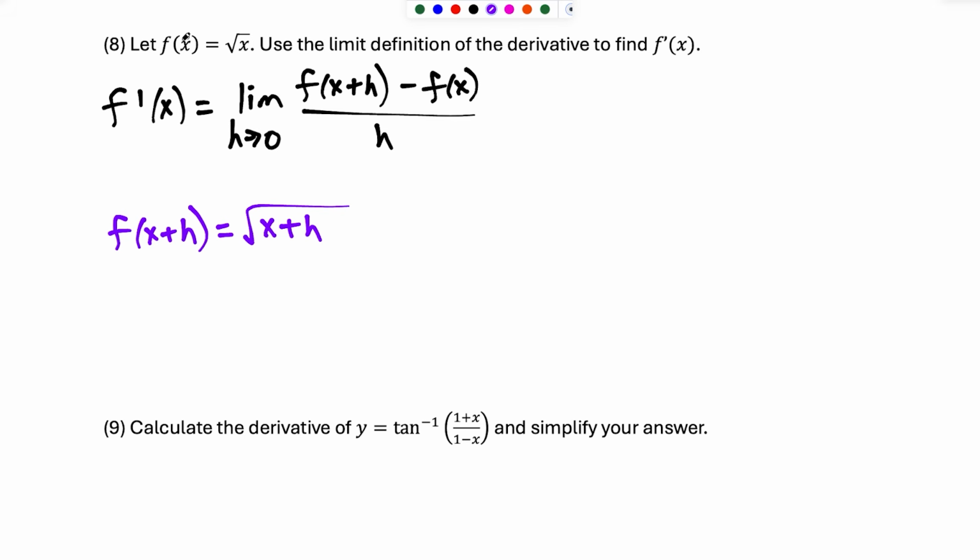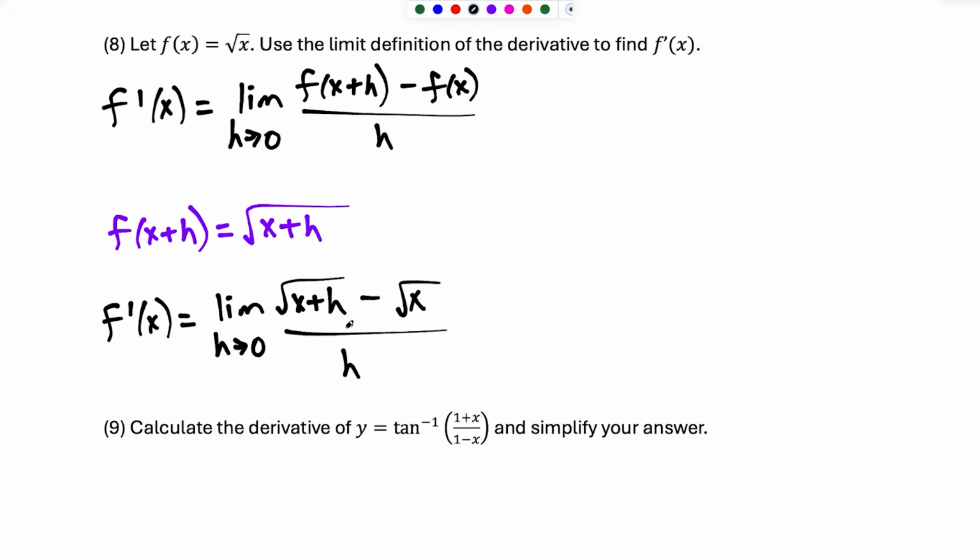Notice that I'm just replacing the x's with x plus h. So now I could plug into the limit formula here. So we have f prime of x is equal to the limit as h approaches 0, and now we have the square root of x plus h minus f of x, which is square root x, and we're dividing this all by h. So now from here, to simplify this limit, we can't just plug in h equals 0 because we get square root x minus square root x is 0 divided by h equals 0, and we get an indeterminate form here. So we actually have to do a little bit of algebra.